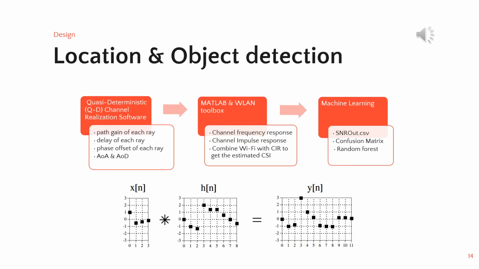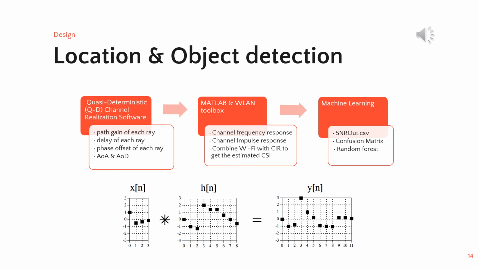The last part of our design is trying to implement machine learning and predict the location of transmitters in the indoor or outdoor environment, and the difference of each environment according to the channel state information. To achieve this, we first use the QD channel realization software, inputting the environment file generated by the CAD, node position and node location, and target base and joint in order to have a human skeleton walking in the room.